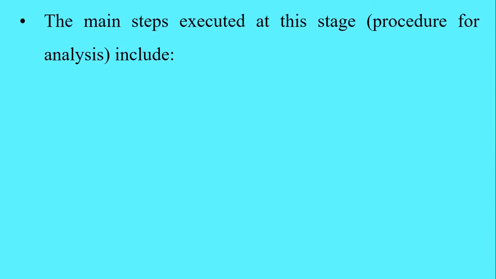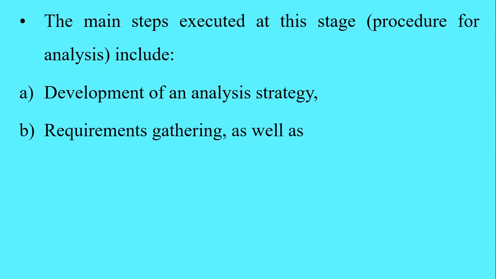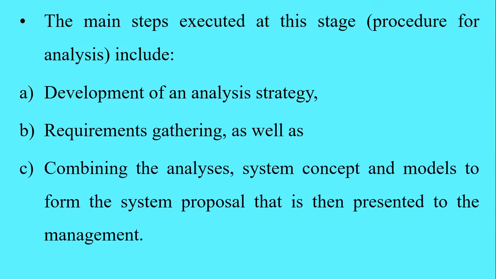The main steps executed at this stage, which we also call the procedure for analysis, include: number one is development of an analysis strategy. Number two is requirements gathering. And number three is combining the analysis, system concept, and the models to form the system proposal that is then presented to the management.